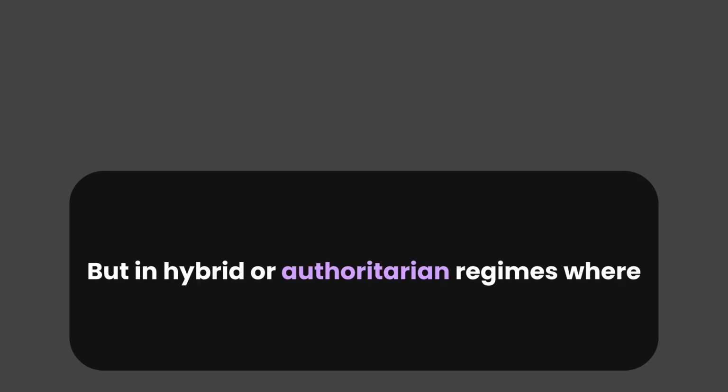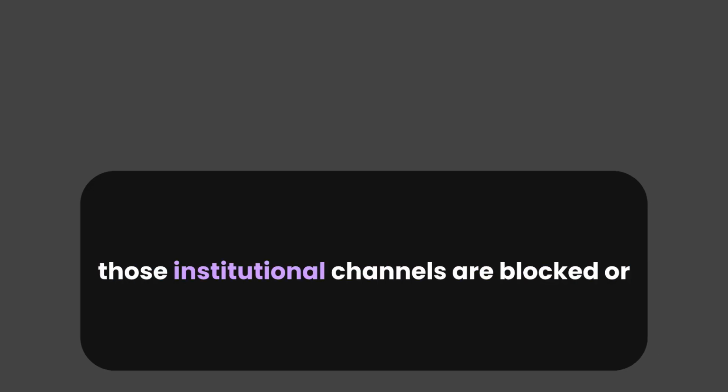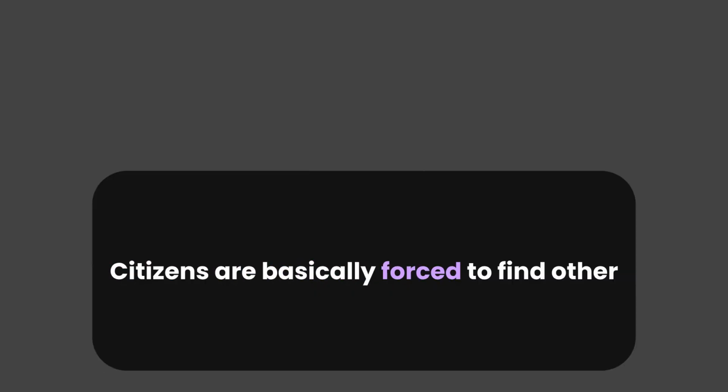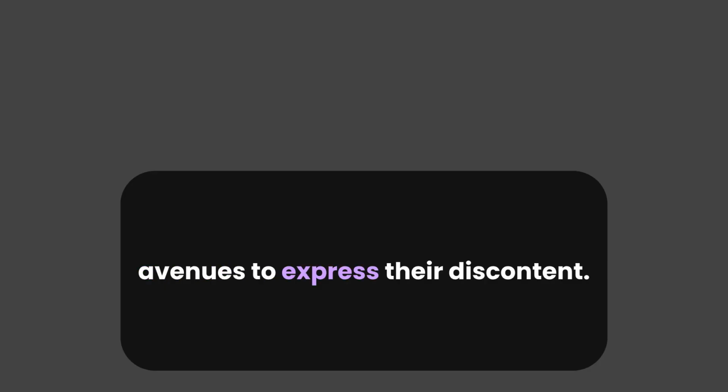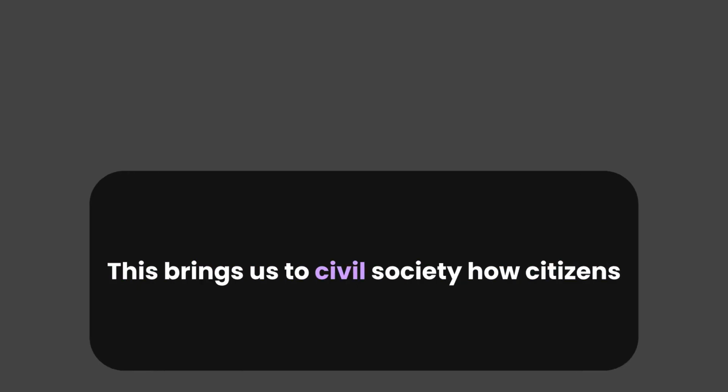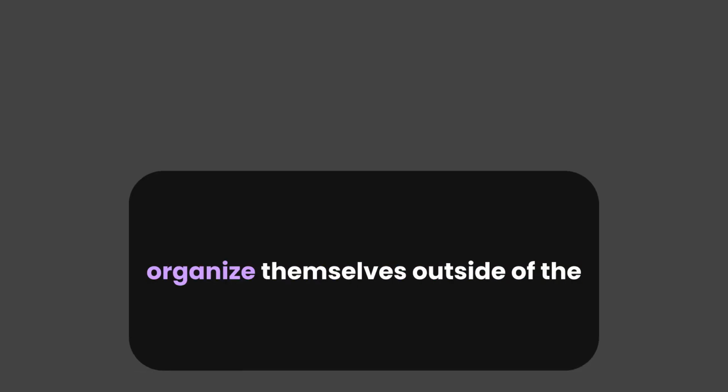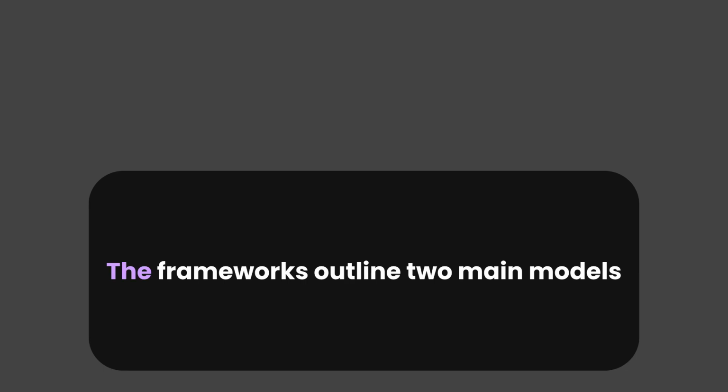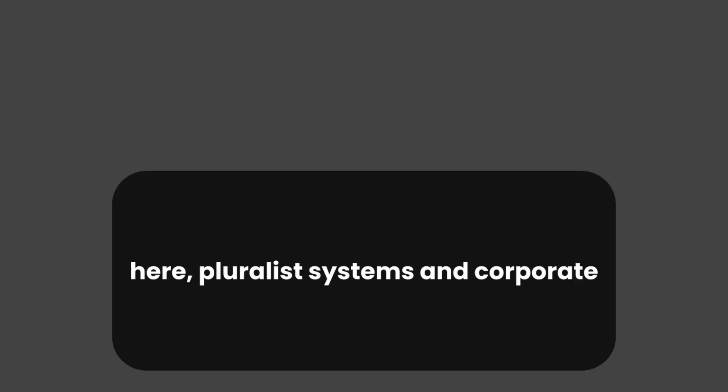But in hybrid or authoritarian regimes, where those institutional channels are blocked or rigged, a lack of legitimacy leads directly to instability. Citizens are basically forced to find other avenues to express their discontent. This brings us to civil society, how citizens organize themselves outside of the government. The frameworks outline two main models here: pluralist systems and corporatist systems.